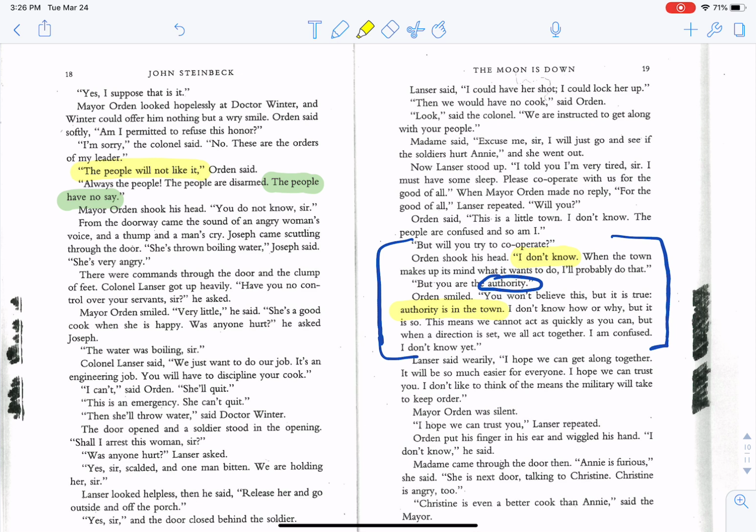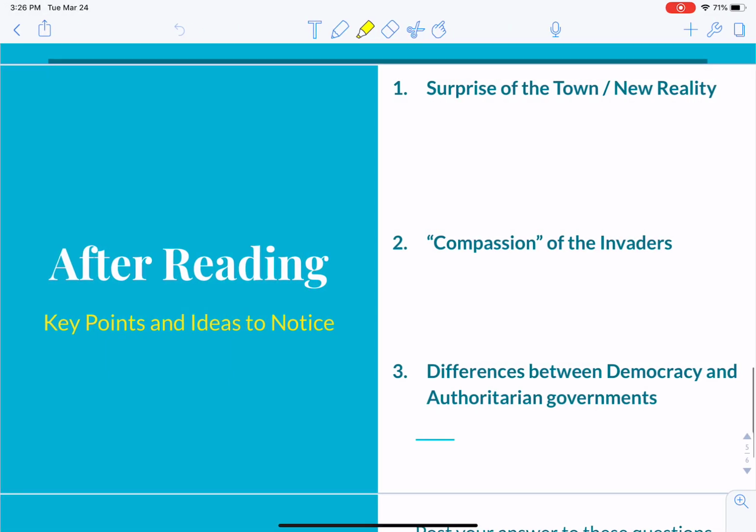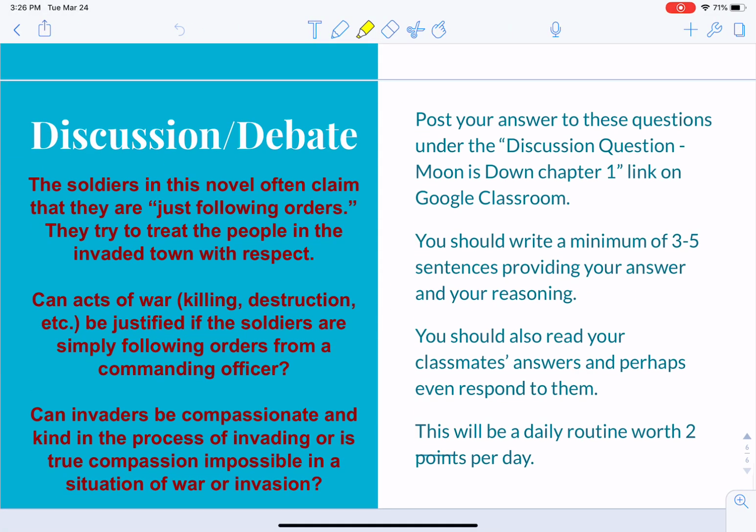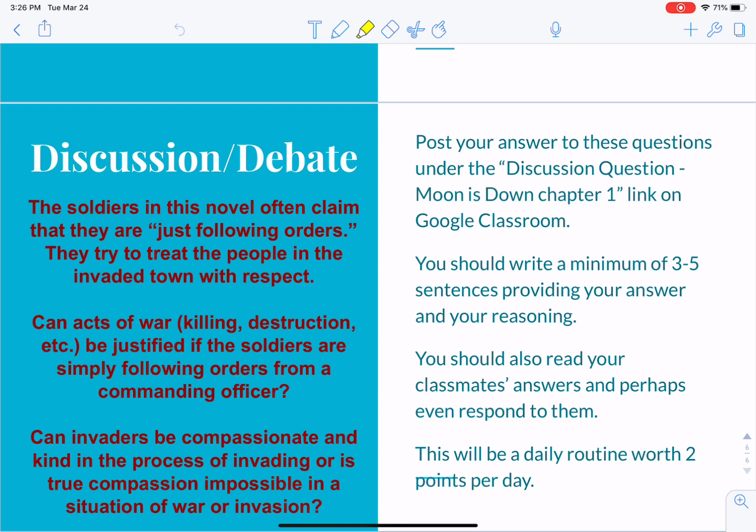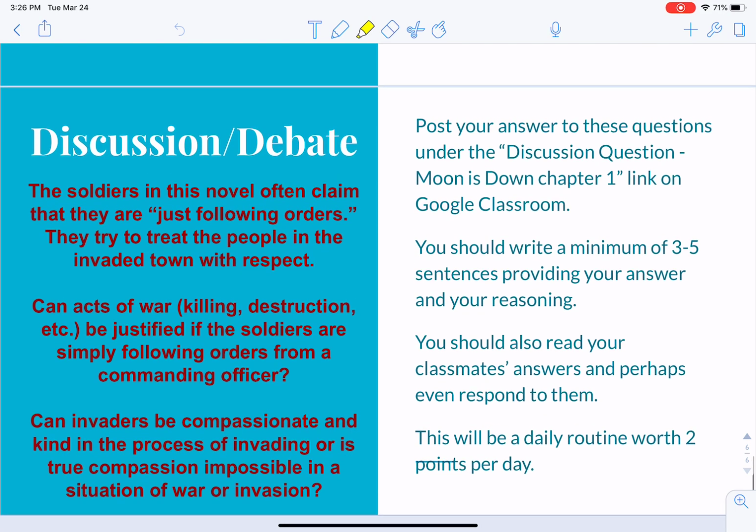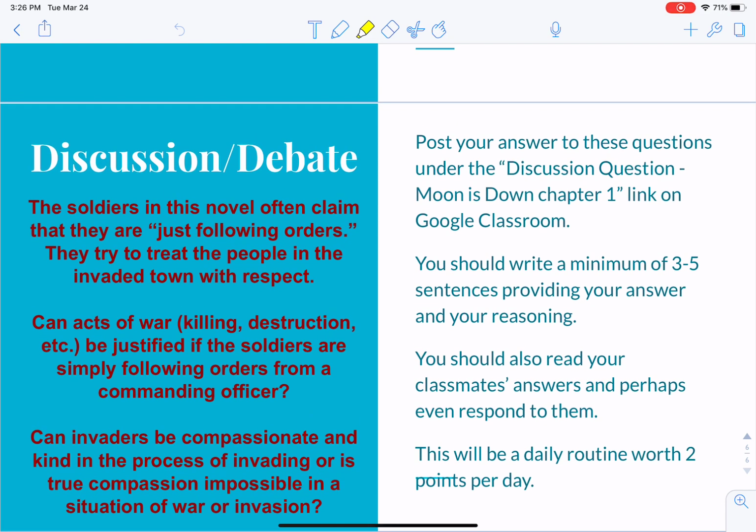All right, last thing for today. We're going to go back to the slides briefly because you have one more small, short task. I would love if we could all sit around in our classroom and have a discussion about this book, but unfortunately, that's probably not going to happen. So we're going to try to do a little bit of discussion, maybe even some debate if you engage this way, on Google Classroom. So what you're going to do is find the discussion question, Moon is Down, Chapter 1. It should be linked on Classroom.